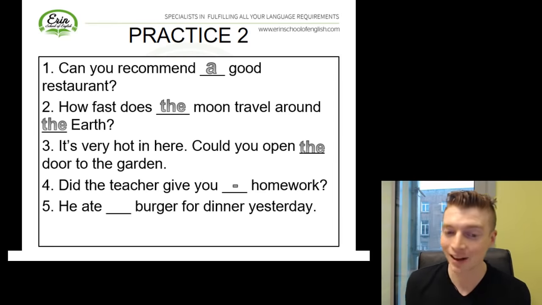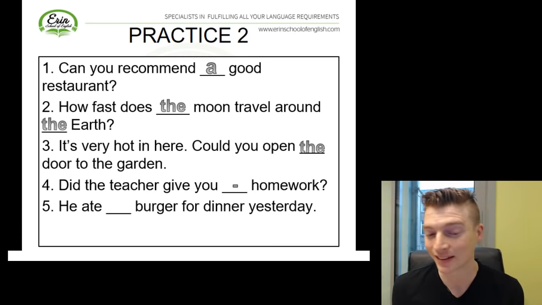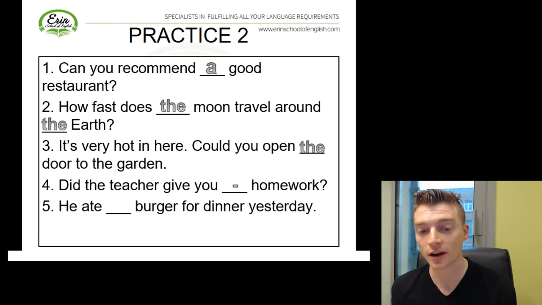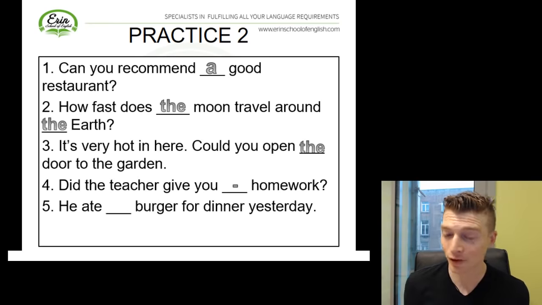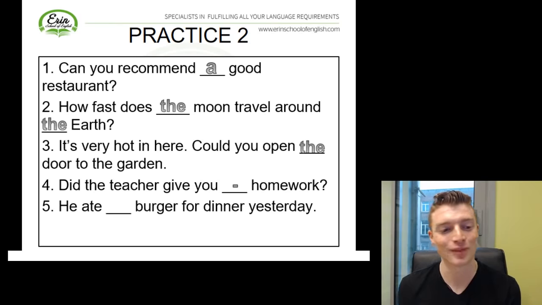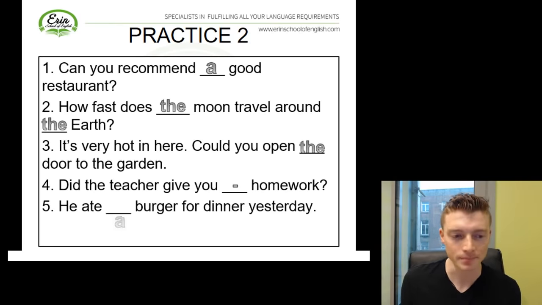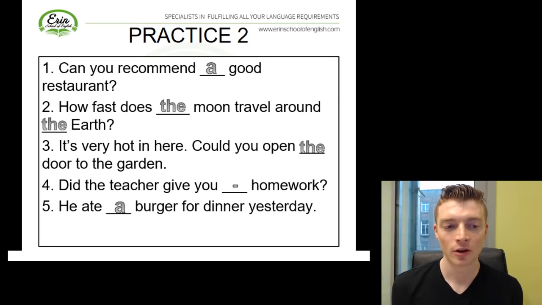If we said a homework, it would be grammatically incorrect. And finally, number 5, he ate burger for dinner yesterday. Now, burger, singular common noun, I haven't mentioned it before. We must use an article, a burger. Great, really, really good, guys.